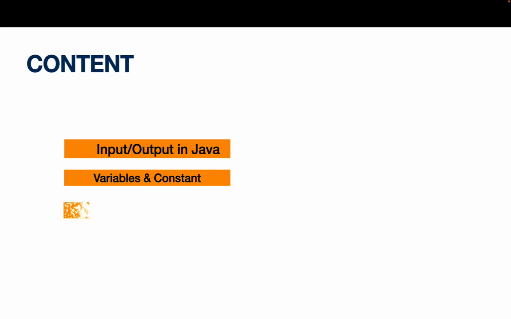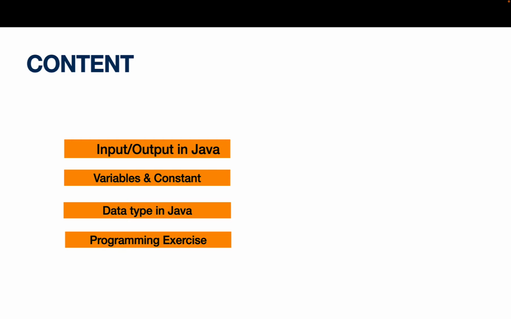In this video, we will be talking about how to input and output in Java, what are variables and constants, what are different types of data types in Java, and we will end all of this with some programming exercises. So now let's start with a simple print statement, like how we can print anything in Java.